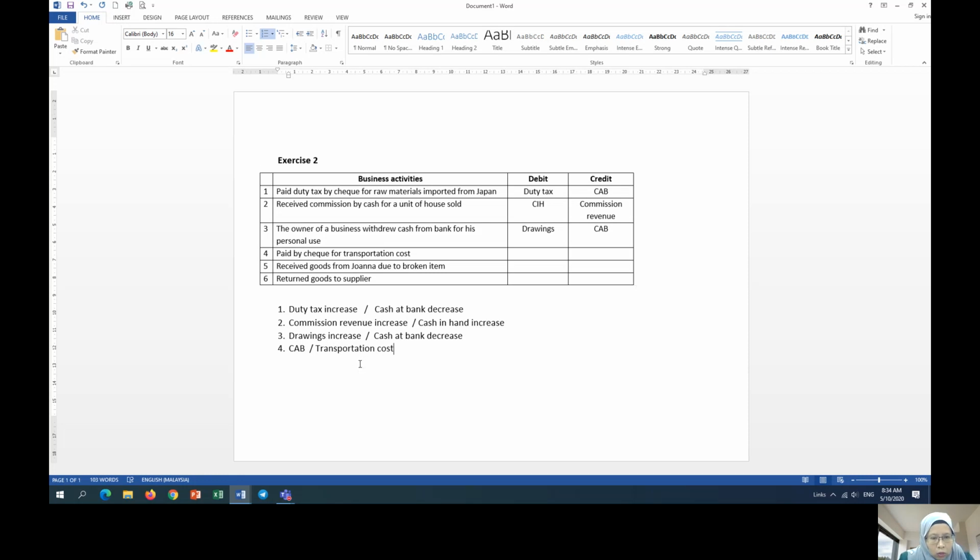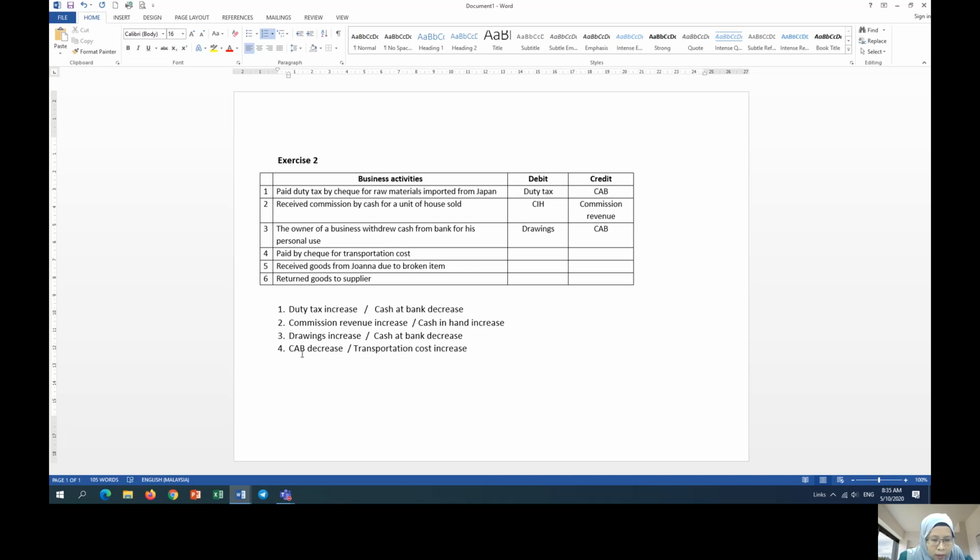Okay. So expenses always increase. So kita akan increasekan kita punya transportation cost. Ia adalah expenses perbelanjaan. And then since you have made the payment via check, so your cash at bank is decreased. So cash at bank decrease. Alright. So we know that cash at bank is our asset and transportation cost is our expenses.